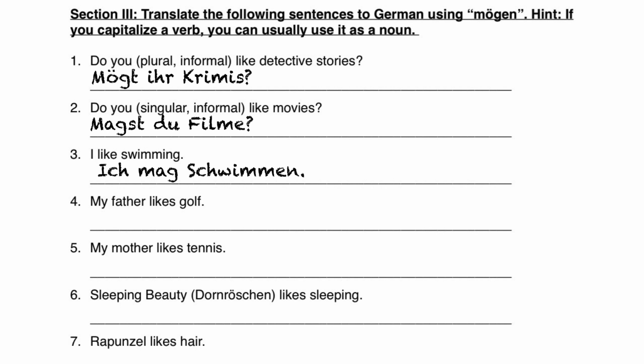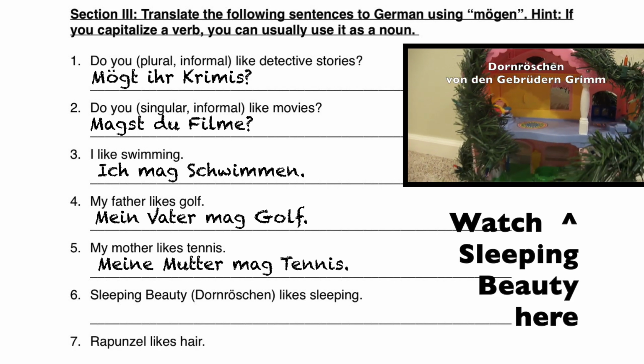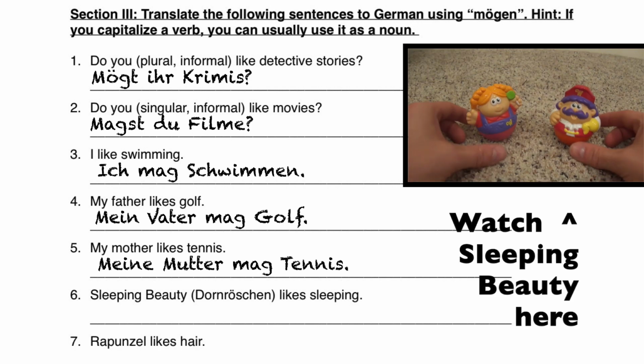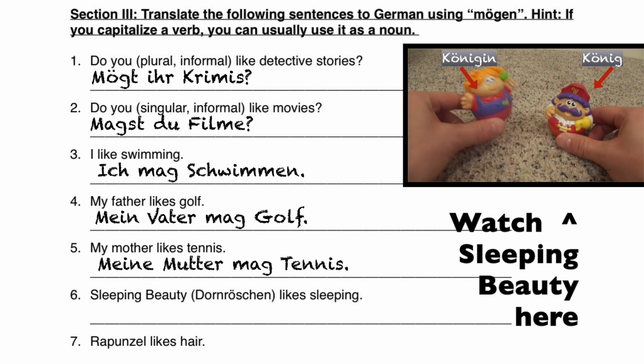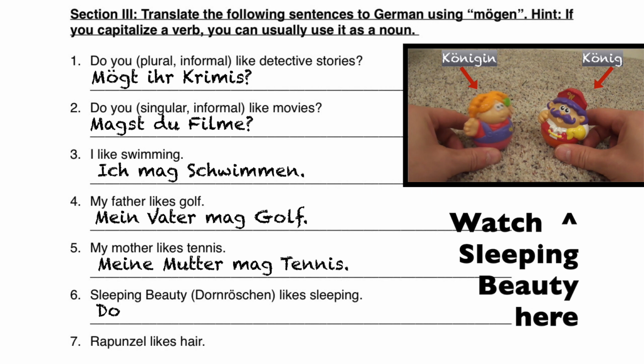Nummer 4. Mein Vater mag Golf. My father likes golf. Nummer 5. My mother likes tennis. Meine Mutter, of course, is the way that we say my mother in German. Mag would be the conjugation that we need to go with mother, and then tennis is a cognate, so we just say meine Mutter mag Tennis. Sleeping Beauty likes sleeping. No kidding. Sleeping Beauty is called Dornröschen in German because it's actually thorn rose, and so we say here Dornröschen mag schlafen.